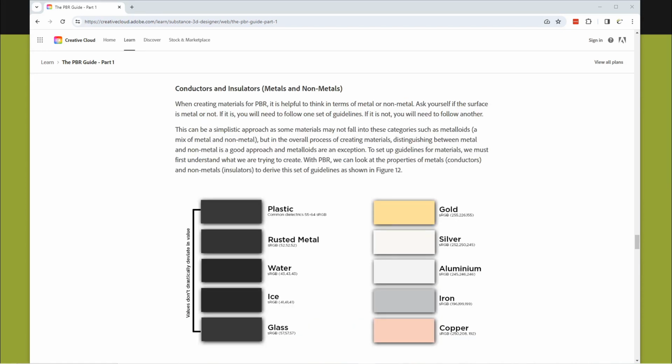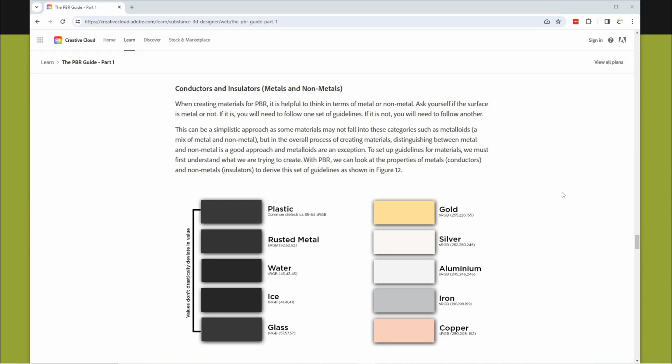So now we'll start to pull some things together here, talking about the roughness and metallic workflows and so forth. So conductors and insulators, metals and non-metals. When creating materials for PBR, it's helpful to think in terms of metal or non-metal, and you ask yourself if the surface is metal or not, basically yes or no. If it is, you will need to follow one set of guidelines, and if it's not, you need to follow another. This can be a simplistic approach, as some materials may not fall into these categories, and I don't think we have to deal with those in Flight Simulator.